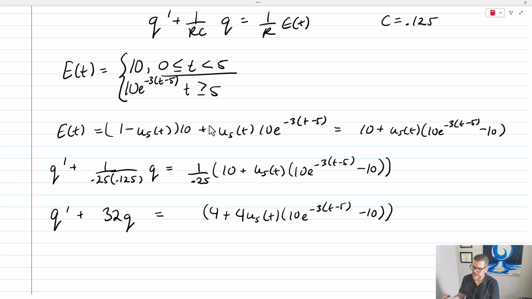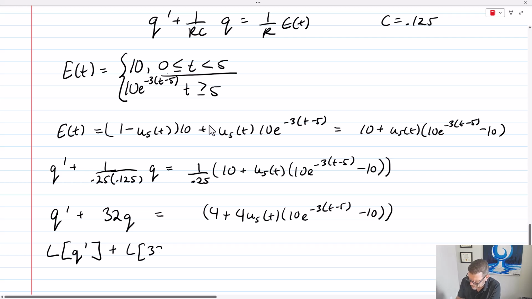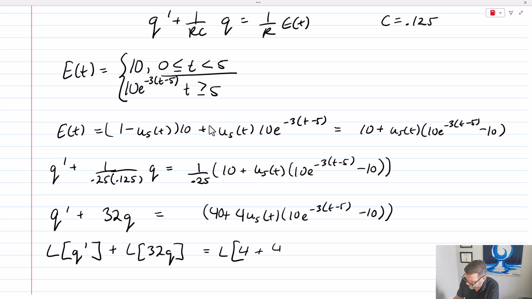Now what I need to do is find the Laplace transform. So I've got L of q prime plus L of 32q equals L of, and it'll just be this right-hand side. We'll talk about this. It's going to be 40 plus 4 u5 of t, 10e to the negative 3 t minus 5 minus 10.